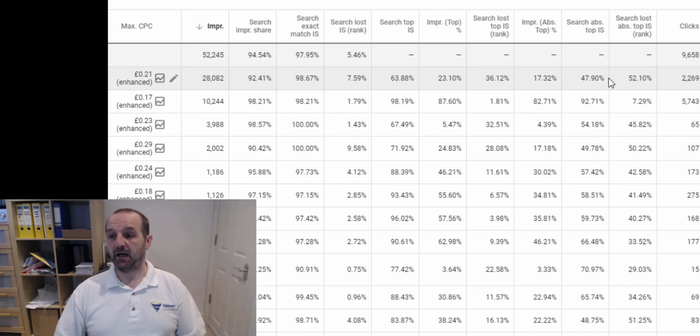And then absolute top impression share. So how many times have we shown versus how many times we could have? 48% of the time, getting on for that, which is pretty good. And then how much have we lost due to rank? And that's basically all of it in this example. So those are the metrics.